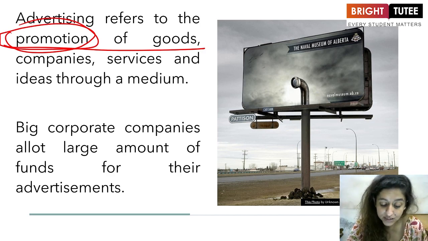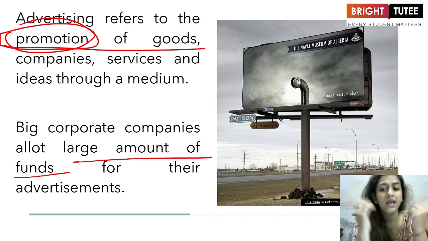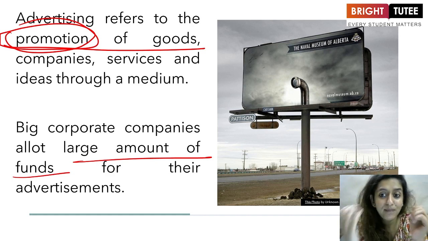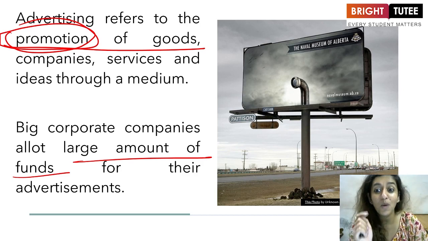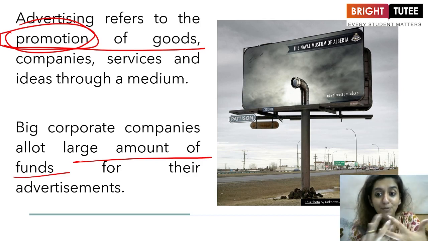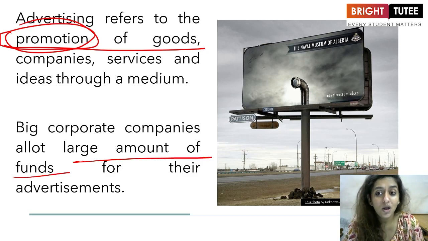Big corporate companies allot large amounts of funds for their advertisements. Imagine that Parle-G had made the biscuits but then not advertised them. How would people get to know about it? The more you advertise and the more you relate to the lives of the people, making them realize that this is the product they need, the more that is the major aspect of advertisement. Hence all the big companies allot large funds for advertisements. People will buy their product only when they get to know about it.